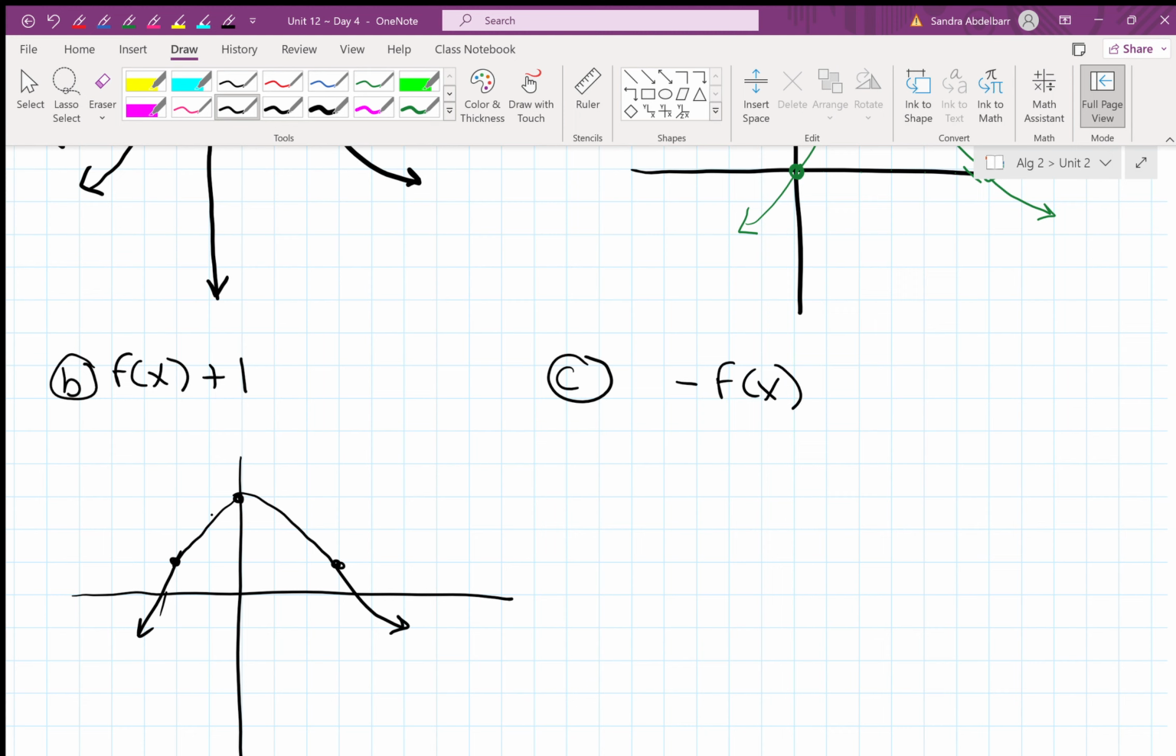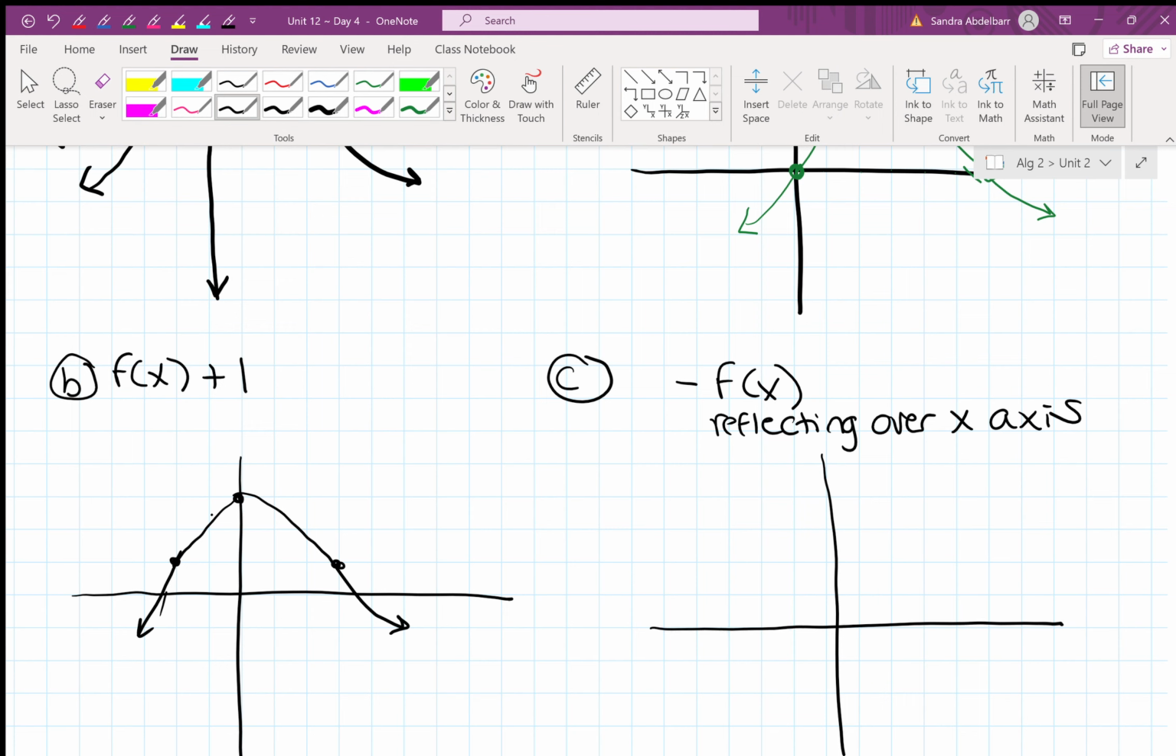All right, now what am I doing? Now I'm saying the negation of f of x. Well, what did I say the negation is? Reflecting it over the x-axis. So basically all I'm doing is taking each of these points and reflecting it. So instead of 0, 3, we're at 0, -3.